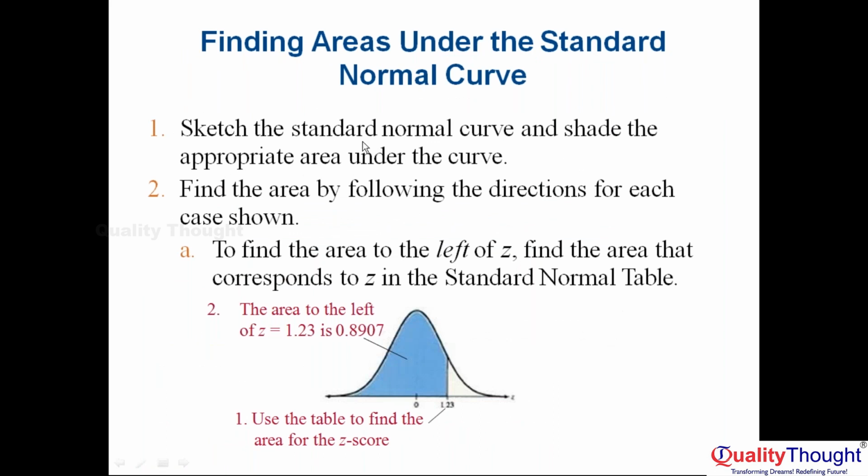Take a look at this one. Sketch the standard normal curve and shade the appropriate area under the curve. Find the area by following the directions for each case shown. To find the area to the left of the Z score, find the area that corresponds to Z in the standard normal table.